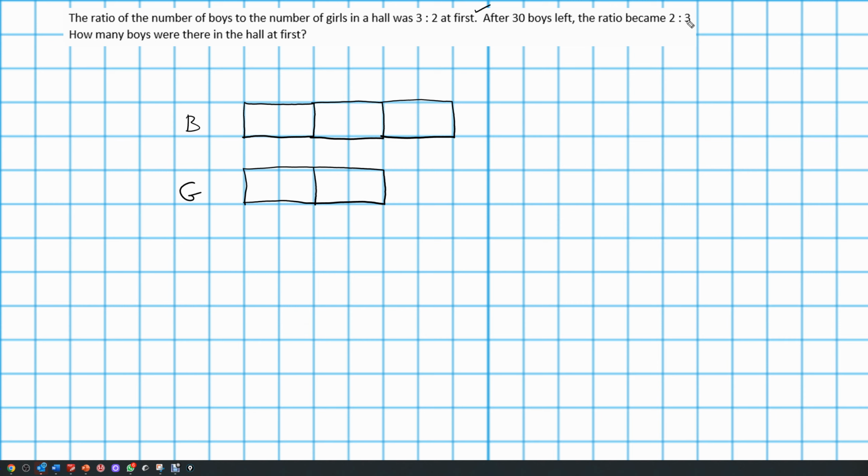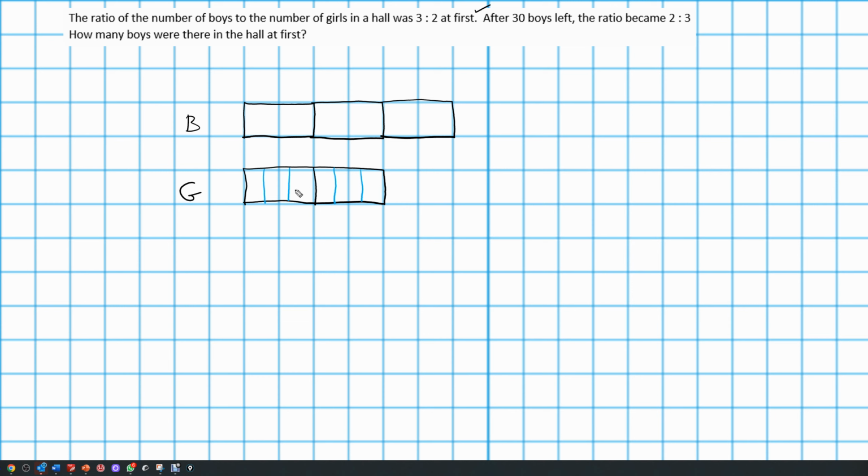After 30 boys left, the ratio became 2 to 3. Okay, now the bit to focus on here is the fact that although 30 boys have left, the number of girls has remained the same. At the end, the number of girls represents 3 parts. Now, at the moment, the girls are in 2 parts. So what I find is usually the easiest in such a situation is to literally divide each part into 3. Okay, so I've now subdivided these parts.